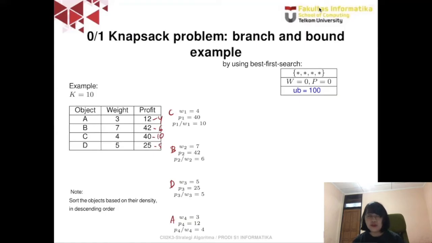Like this. Okay, so we have sorted the items, and we start with the initial node where we haven't decided anything on the problem.